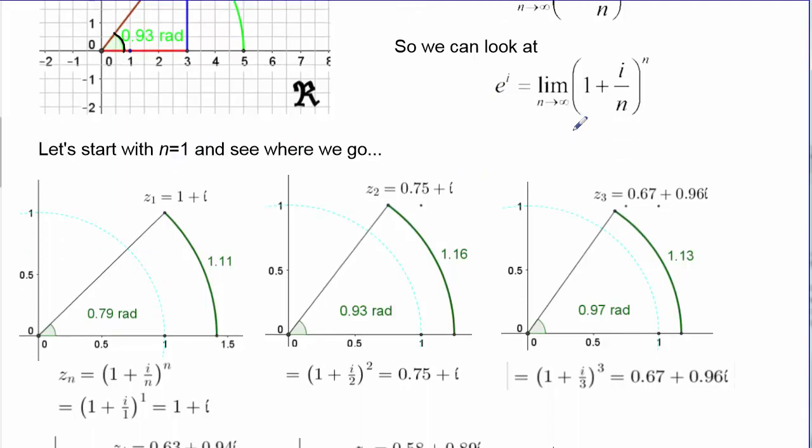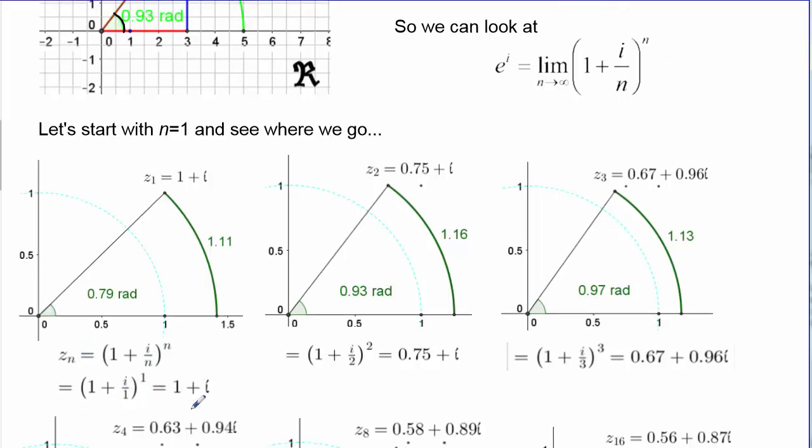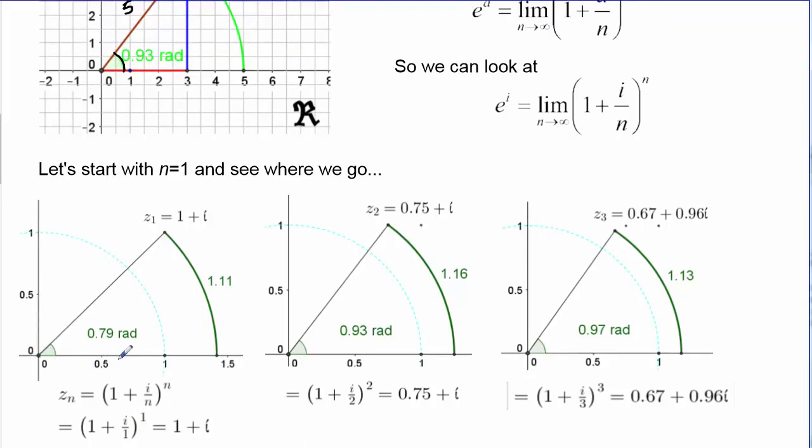And start by taking a look at what happens when n is 1. What is 1 plus i over 1 to the 1? Right? When we put n equals 1 in here, we get a complex number that is simply 1 plus i. And that number, we go over here to 1, and we go up to i, and we get a number that has an angle of 0.79 radians, which happens to be 45 degrees, right, or pi over 4. And it has a magnitude of root 2. And we have this number z1.